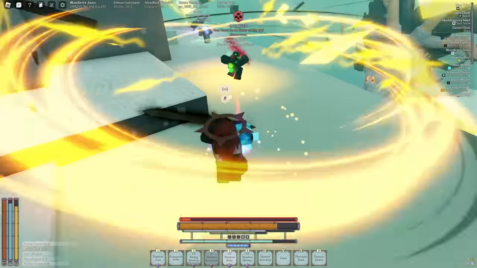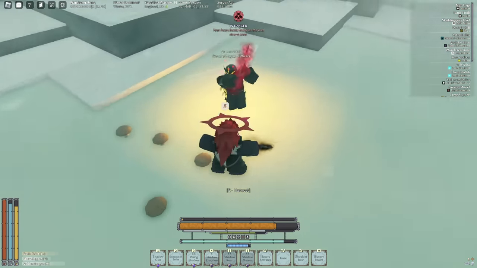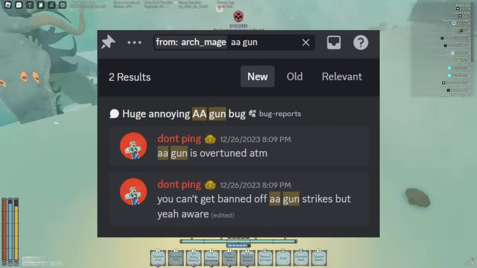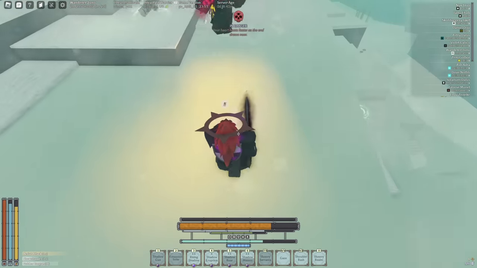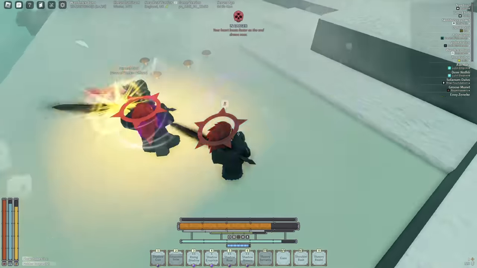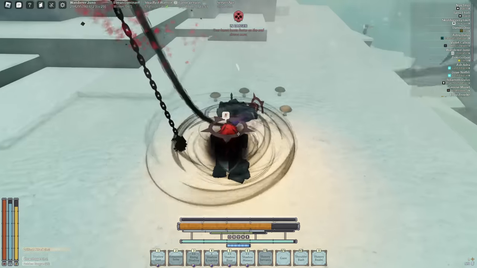So now I'm going to go into more detail on that infinite resets bug. Because what it's actually doing is getting you AA gunned instead of resetting, which is why it doesn't put the reset on cooldown. Now I've seen a message from Archmage himself that no matter how many times you get AA gunned, you cannot get banned. But that's only right now, so if exploits were to come back, that may change.